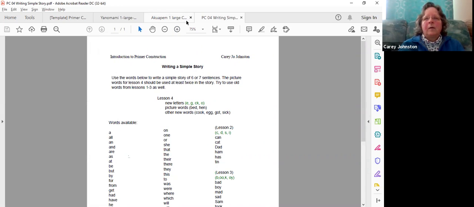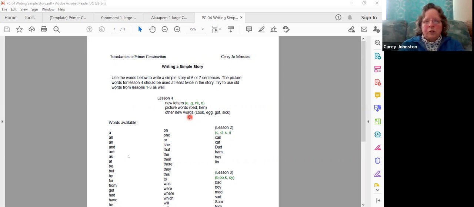You have, get my spotlight here. You have these, the new letters in the lesson are E, G, C, K, and O, and you don't need to worry too much about those for this exercise. Our new picture words are bed and hen. Now remember, we said that the picture words we want to use twice in the story. So that means at least 2 times in your sentences, you want to be able to see bed and you want to be able to see hen.